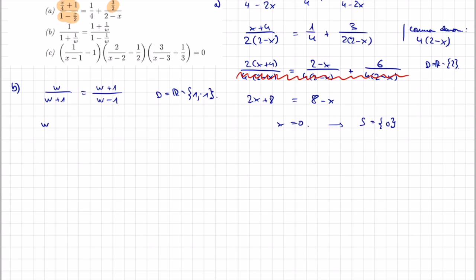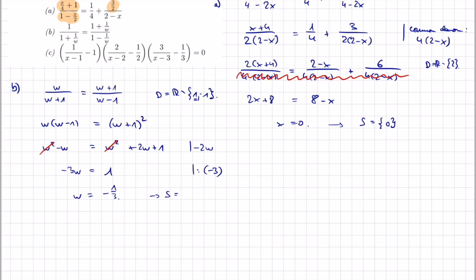And the cross rule gives us w minus 1 equals w plus 1 squared. And we expand and see what we get. And the squared terms simplify, which is nice. So we just have a linear equation. Minus 2w gives us negative 3w on the left-hand side. So w equals minus 1/3, which is in the domain. So there you go.